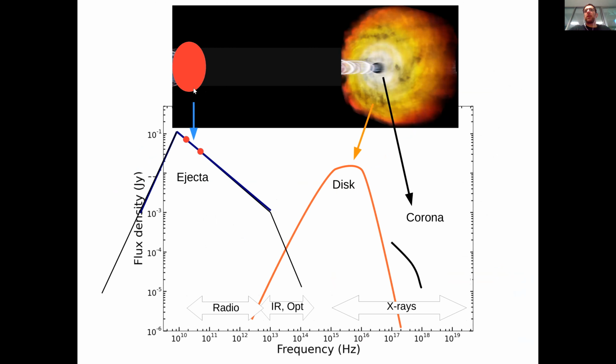We see a synchrotron emitting blob that's been ejected and disconnected from the black hole. And as this moves out and interacts with the surroundings, it flares, and we see a steep radio spectrum from that.